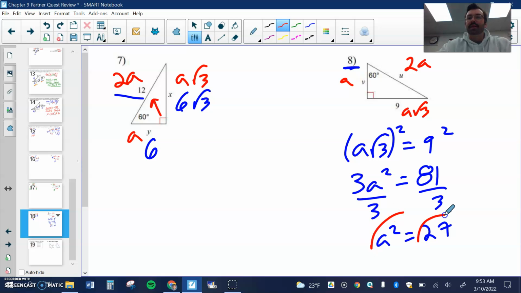Square root both sides. 27, oh, buckets.